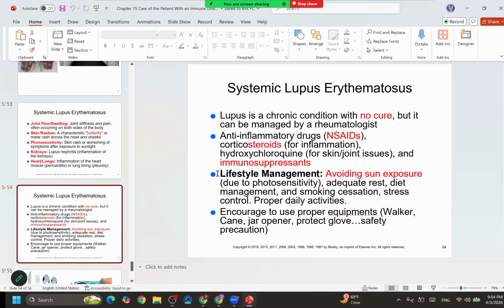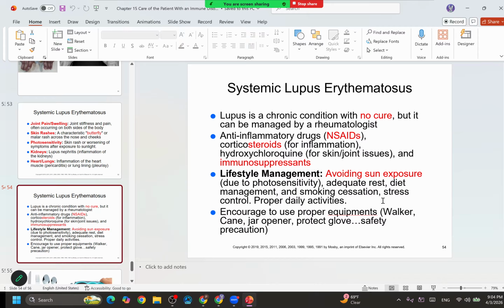All right. Lifestyle management. Avoid sun exposure. Because of the photosensitivity, wear long-sleeved clothes to cover your skin. Also, adequate rest, because they feel tired all the time. And diet management, smoking cessation, don't smoke, and stress control, because stress triggers lupus. Proper daily activity, because extreme activity will also trigger lupus.